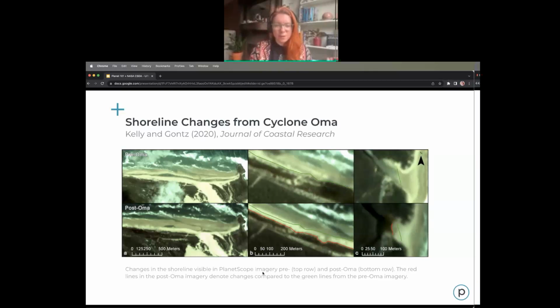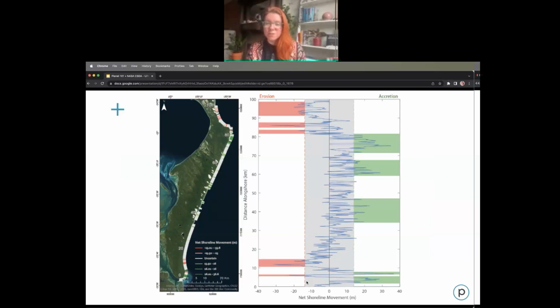And so here are the examples where they were outlining the pre and post Oma shoreline based on looking at the high tide line, so the wet versus the dry sand. And this was not something that was resolvable at either Landsat or Sentinel resolution. And they were able to take this and do it on a couple hundred kilometers worth of coastline to then create a map of net deposition versus net erosion along the shorelines of this entire area of Australia.